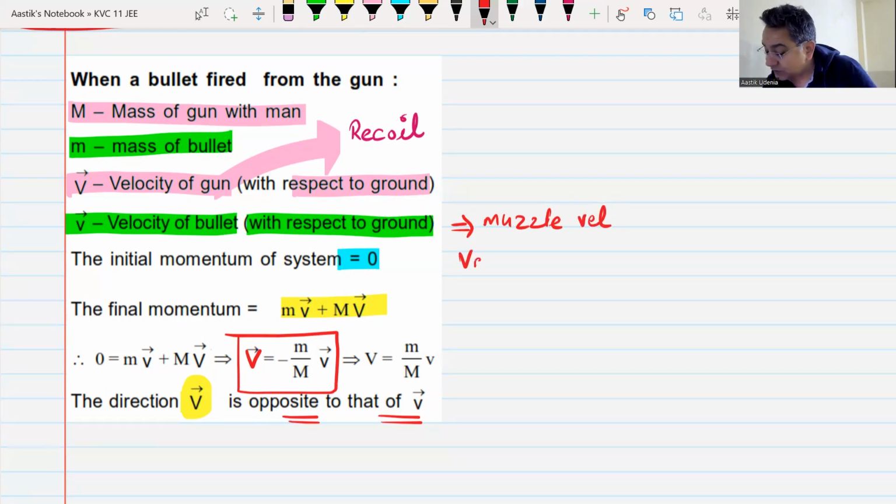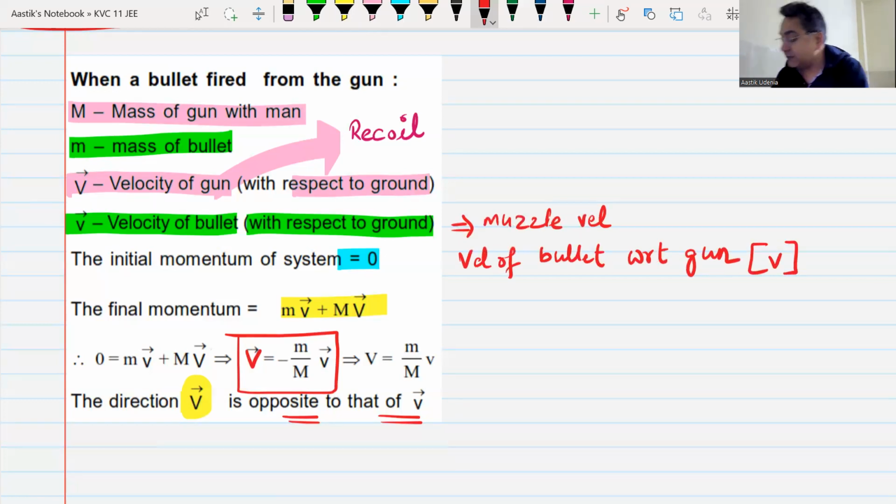It is the velocity of the bullet with respect to the gun. So if the muzzle velocity, the velocity of the bullet with respect to the gun, is given to you, please listen to me very carefully and write it in your language.